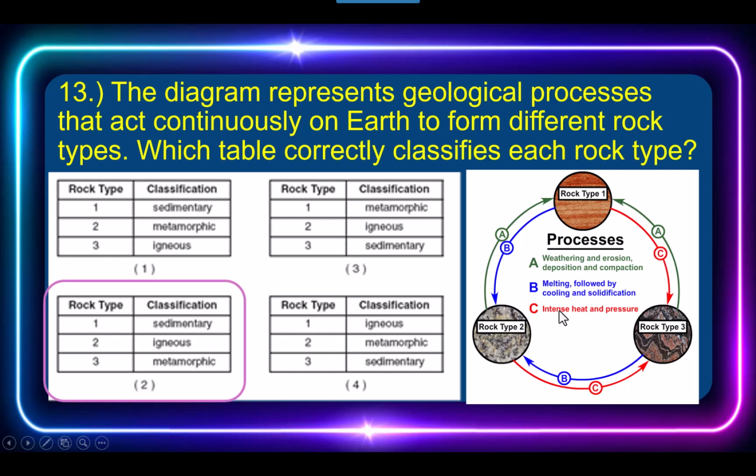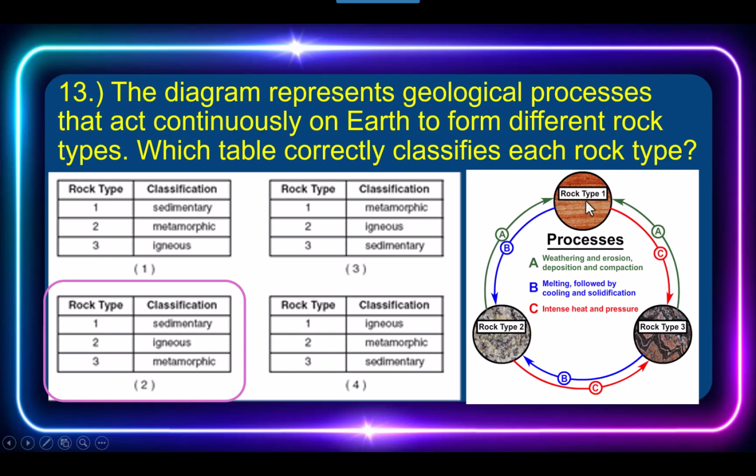Excellent. If you picked table number 2, where rock type 1 is sedimentary rock, rock type 2 is igneous rock, and rock type 3 is metamorphic rock, then you got it correct and you earned 15 points. So metamorphic rocks form under intense heat and pressure. That's rock type 3.